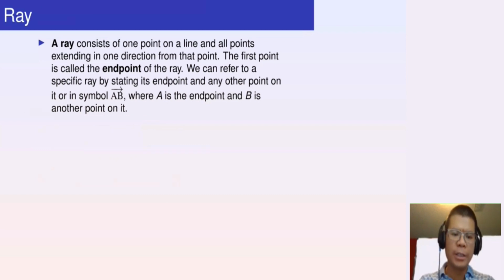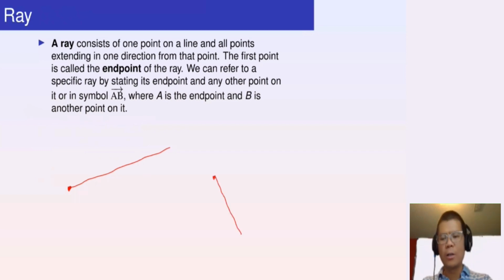For instance, I have a point, and then all the points on the line extending in one direction. So somewhere here, this is going to be a ray. So you have a point and all the points in one direction from that point. You can have another one that goes here, so this is another ray. This is the definition of a ray.